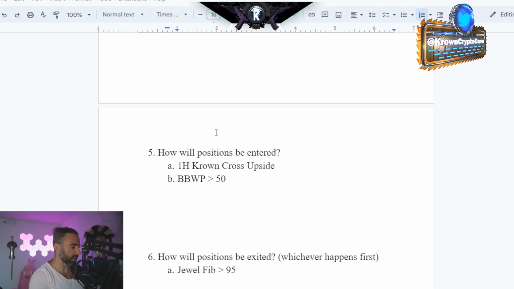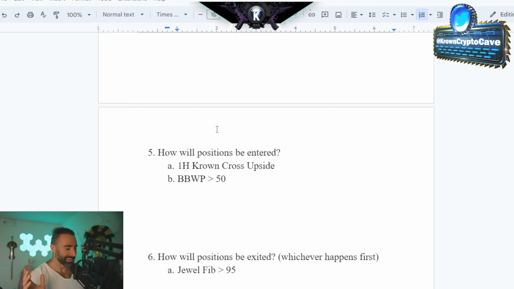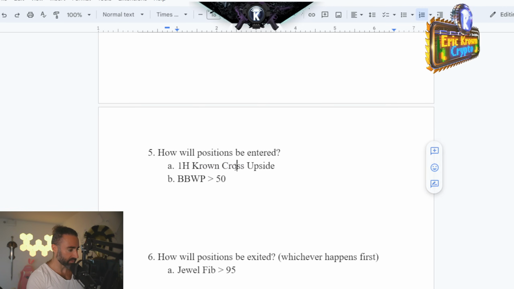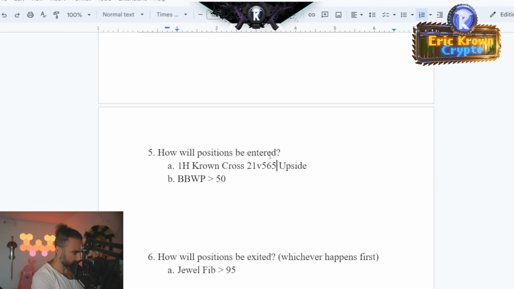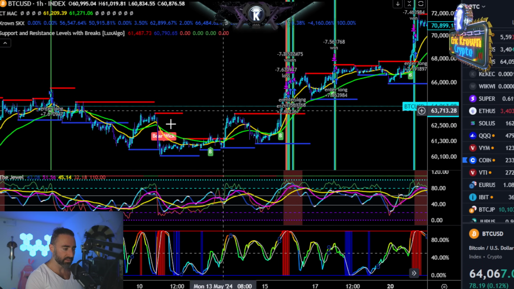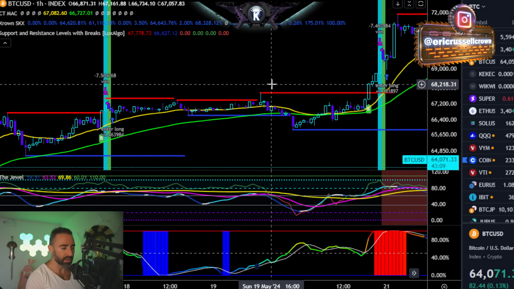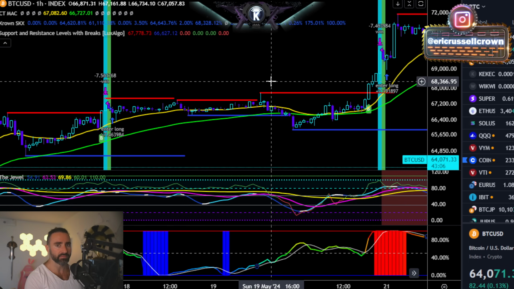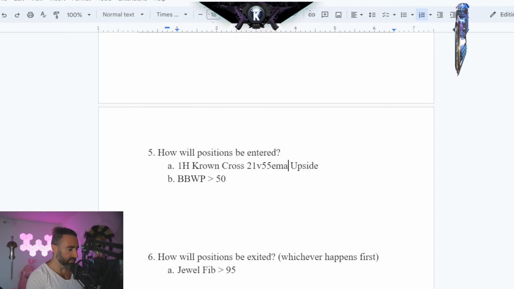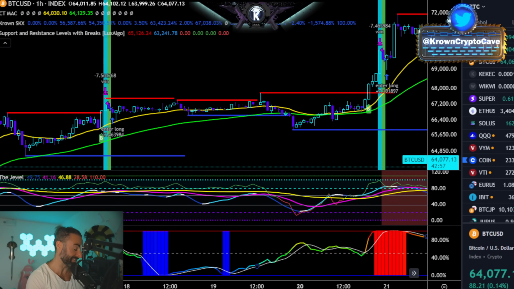Anyways, moving on from there, how are positions entered? That's all we're looking for, 2 things. The 21 versus 55 exponential moving average cross, which I refer to as a crown cross, so 21 v 55 EMA must be in an upside fashion. That means that the 21, in this case the yellow moving average here, must be above the green 55. If that condition is present, then that is valid. And the next one is we need to see that the BBWP is above 50. That's it. That's literally it.